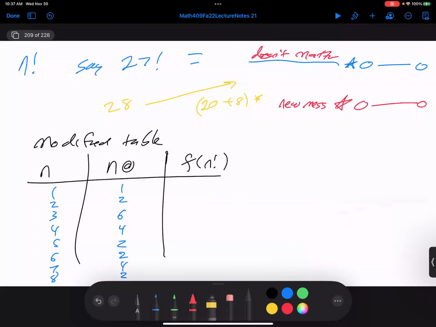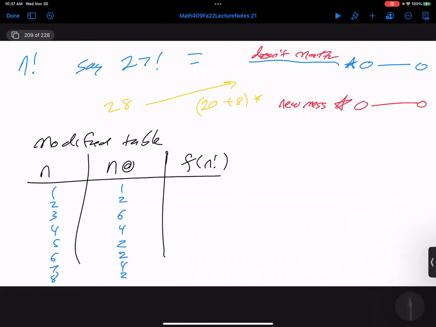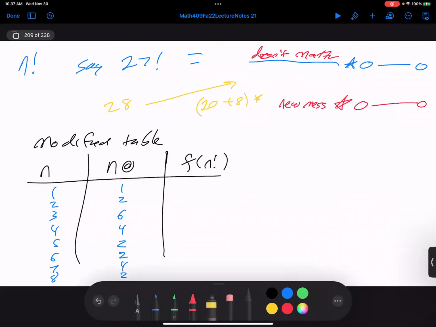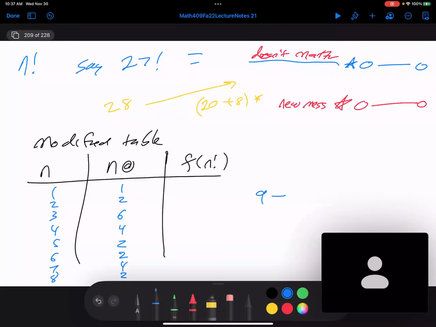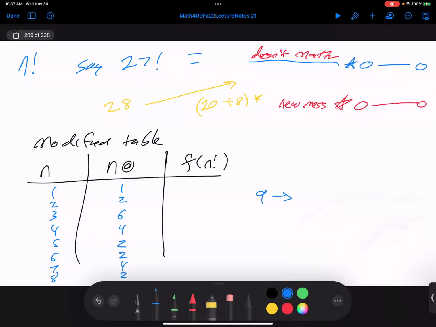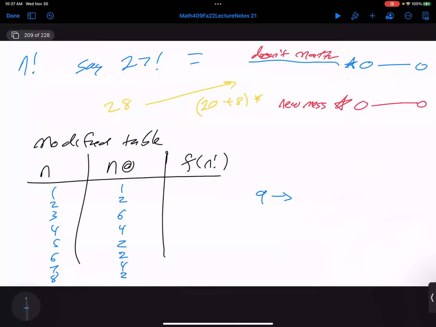I should have left a little bit more room to do 9 and 10. So when we have 9, what would we get with 9? We'd get 8. And then when we have 10, we would get 8.